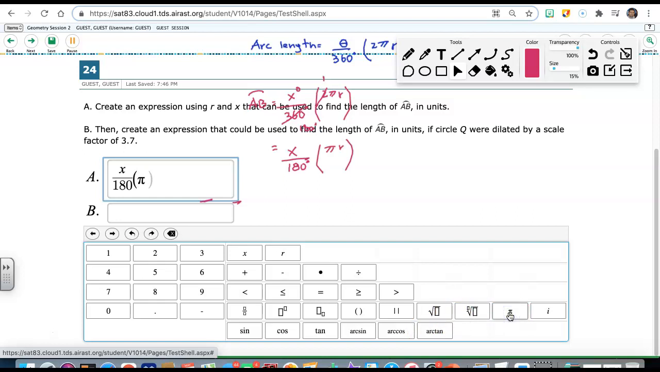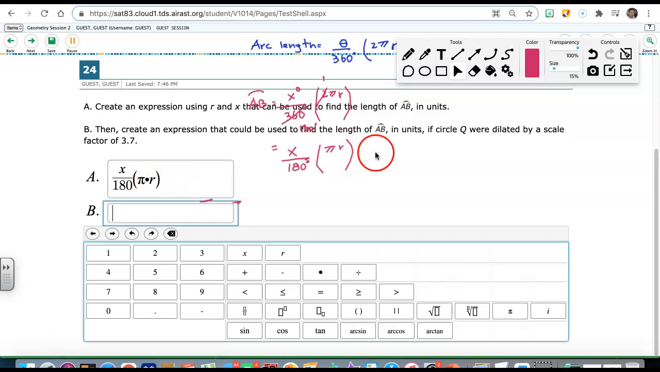Here's pi. Times radius. So where's times? Multiplication. I believe that's multiplication times radius. And this is the r. Okay, close parenthesis. Oops. How can I erase that? Close parenthesis, close parenthesis. Oh, my computer. There we go. And I put a parenthesis, close parenthesis with my computer. And that's the expression: x over 180 times pi times radius.